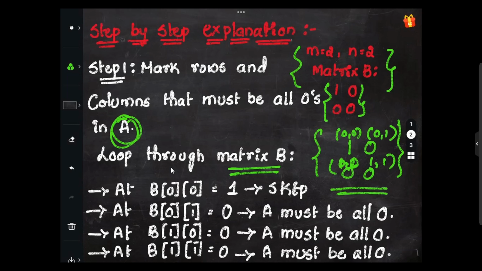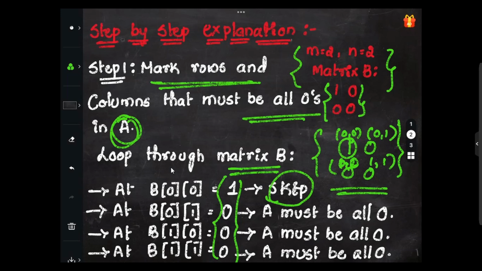At B of 0 comma 0 the value is 1. At 0 comma 1 we have the value 0, and all other values are 0 basically. 1 comma 0 is also 0, 1 comma 1 is also 0. So we have 1 at B of 0 0. When we have 1 we need to skip, because we have to mark the rows and columns that must be all zeros in A. So we are just skipping this one, keeping it as it is, and going with the next one.